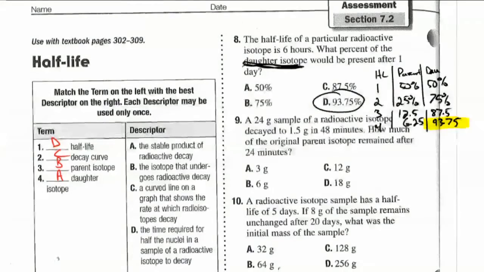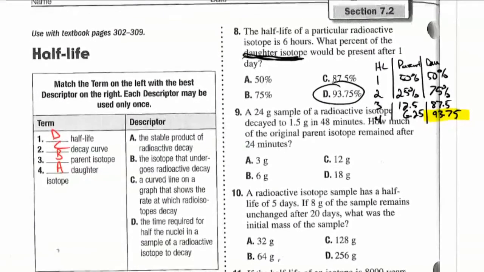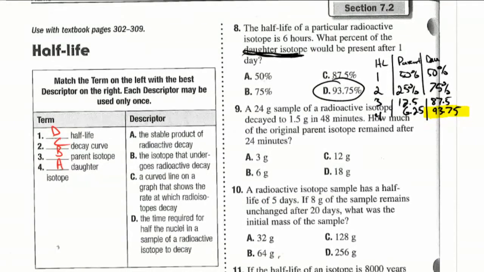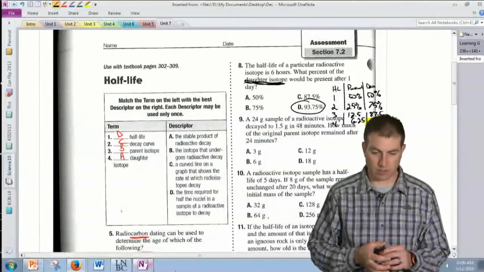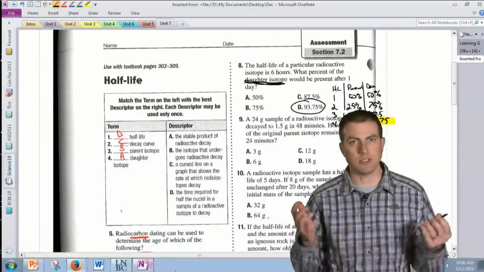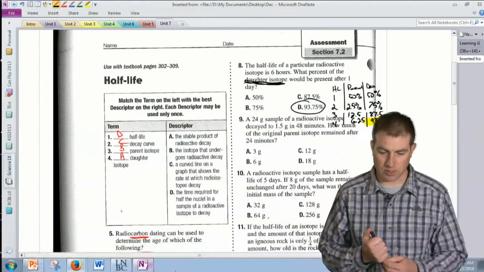How long is a half-life? Every element has a different length of half-life, Taylor. So some things have really small half-lives, some things have really big ones. In the example like number 8, it says it's 6 hours. Carbon-14 takes 5,730 years. Just depends on the substance that's decaying.